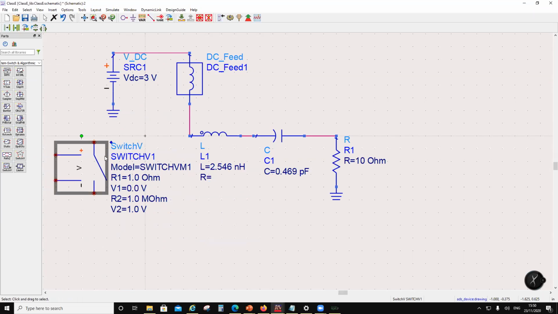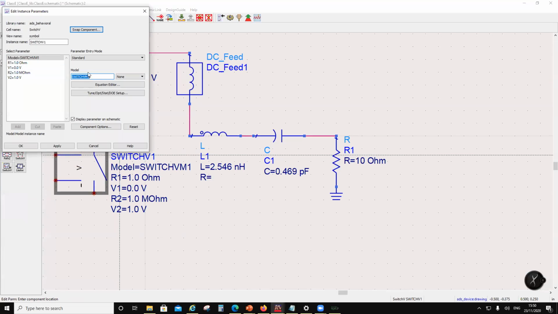So this is my ideal switch. I'm going to remove the model because it is expecting a model. So I'm going to say that when the voltage is above, so this V1 I'm going to put as 0.08, and this is going to be 0.1.